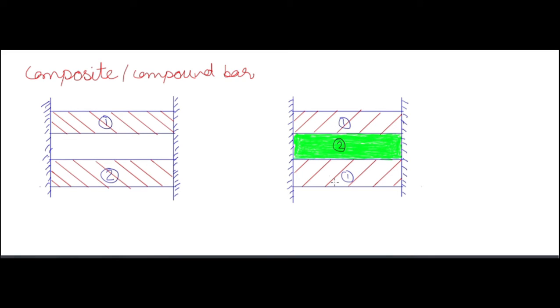Now in the first diagram we have two rods, rod 1 and rod 2, that are joined parallelly between these two fixed supports. In the second diagram we have 1 as a hollow one, and inside that hollow one we have put another bar, 2. So 2 is inside of that 1. 1 is the hollow one and 2 is the one that has been put into that hollow tube, or hollow cylinder, or hollow bar.